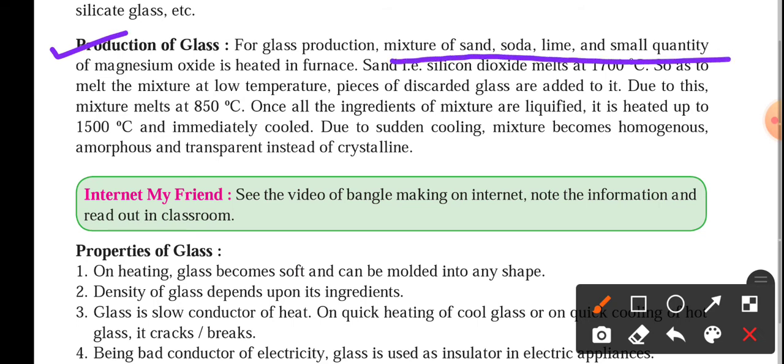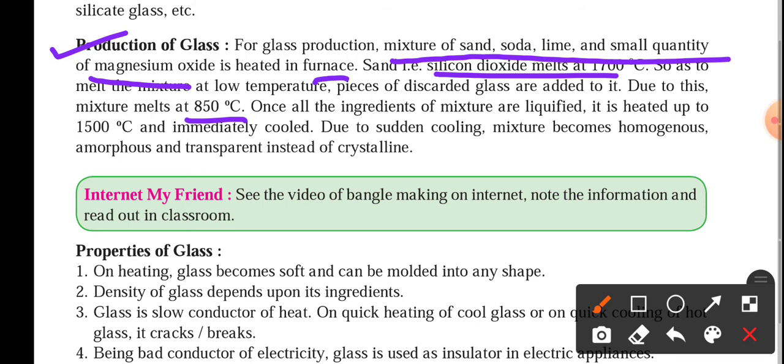A mixture of soda, lime and a small quantity of magnesium oxide is heated in a furnace. Silicon oxide melts at 1700 degrees Celsius, so to melt the mixture at a lower temperature, pieces of discarded glass are added to it. Due to this, the mixture melts at 850 degrees Celsius.